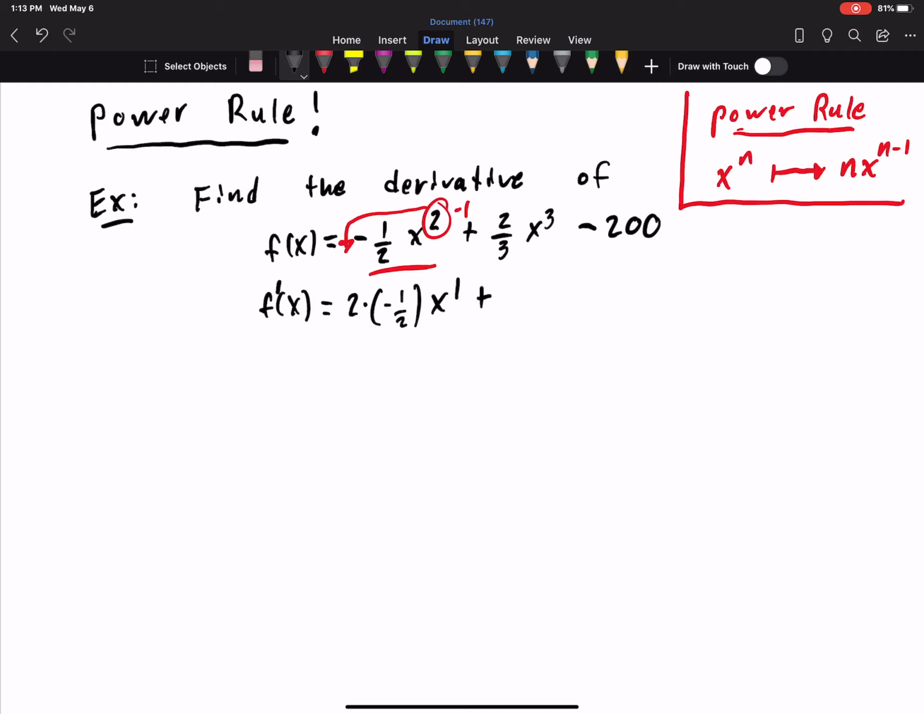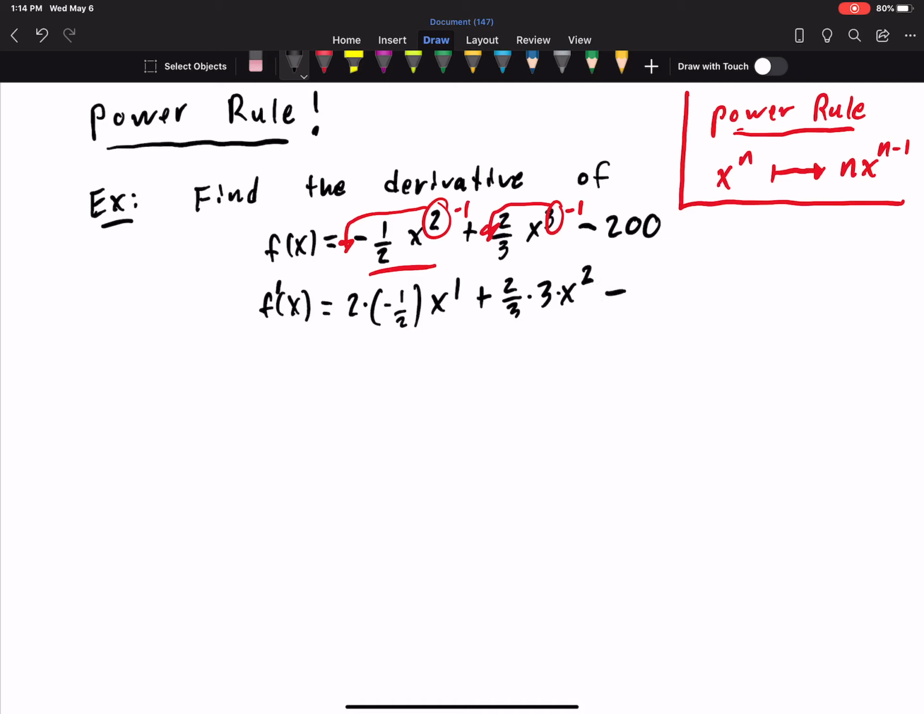Okay, and then let's handle the second term. We're just going to do derivatives for right now, and then we'll simplify in the next step. So we're going to take our 3, move it down in front, and then multiply by that 2/3 there. So you have 2/3 times 3. I swapped the order here. Hopefully you don't mind too much. And then subtract 1 from the exponent. So this gives you 2 in the exponent.